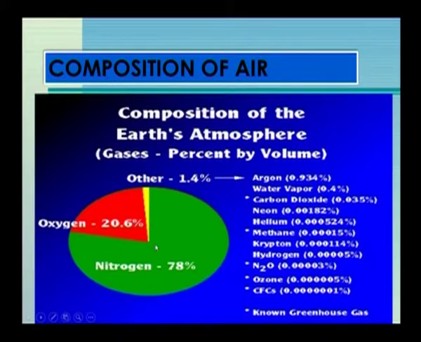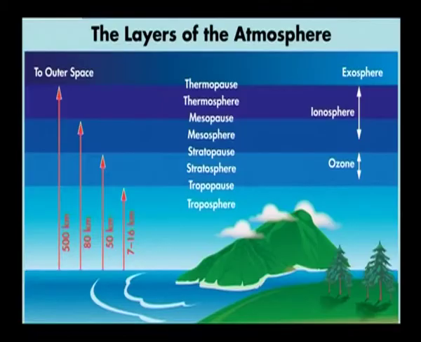Oxygen is what we need the most because humans consume oxygen, and at the same time oxygen is required for combustion, and the gas that is released as a result of combustion is carbon dioxide. So these are the different layers of atmosphere. You have the troposphere, the tropopause, stratosphere, the stratopause, mesosphere, the mesopause, thermosphere and the thermopause, which leads to outer space. So it ranges from about 7 to 10 kilometers to a whopping 500 kilometers.